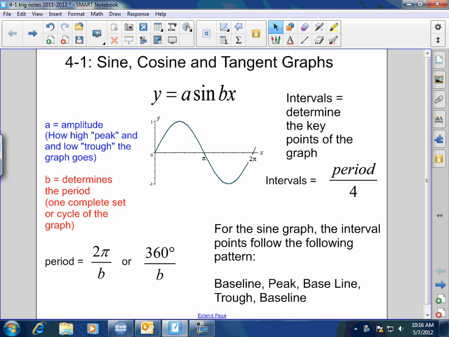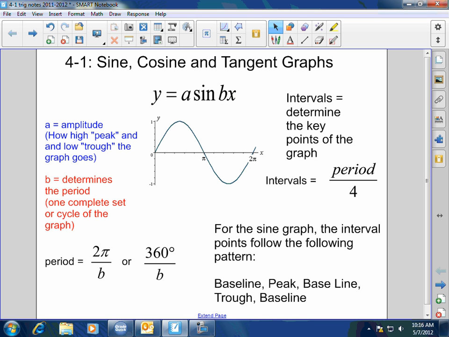We're going to talk about sine, cosine, and tangent graphs today. And I don't want you to stress out about these function graphs because they're actually really easy. I'm going to first start out by teaching you about the sine and the cosine. I'm going to show you that the sine and the cosine are pretty much identical. The only difference is their starting points, okay?